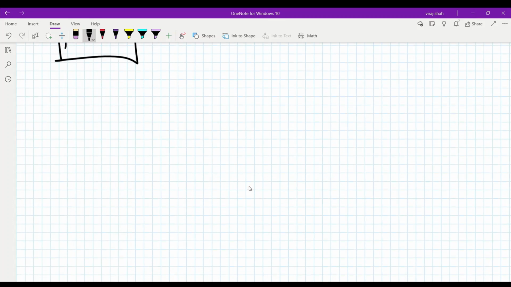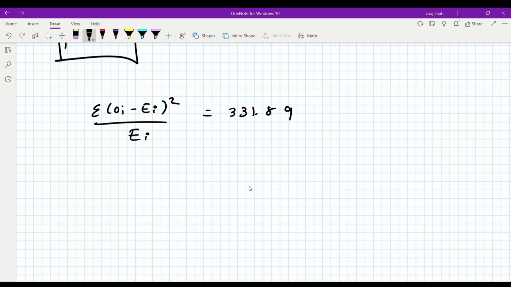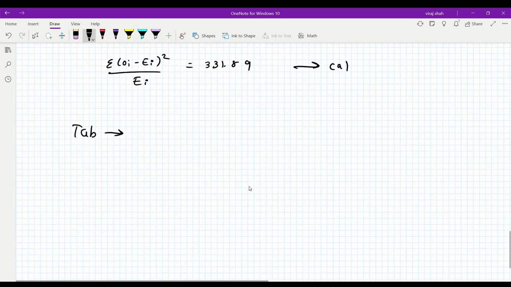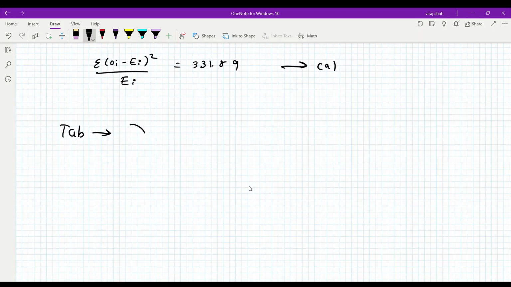Now you will calculate the summation of OI minus EI, the whole square upon EI. You must get your answer as 331.89. This would be your chi-square calculated value. Moving on to the tabulated value, it would be chi-square.